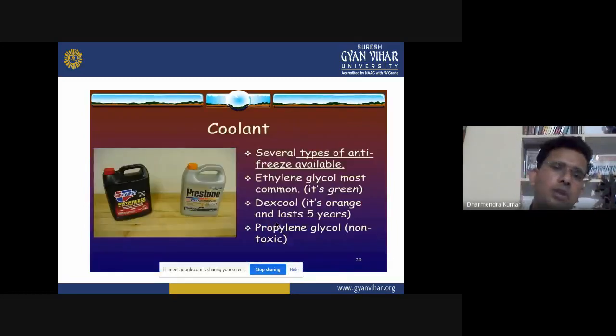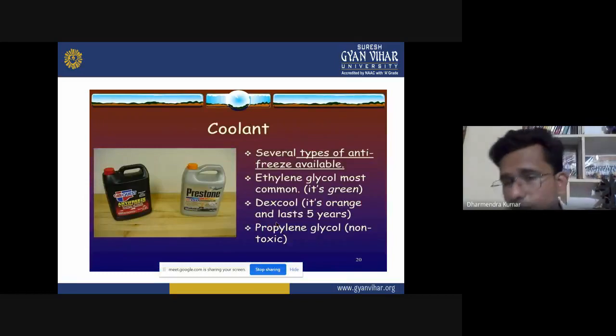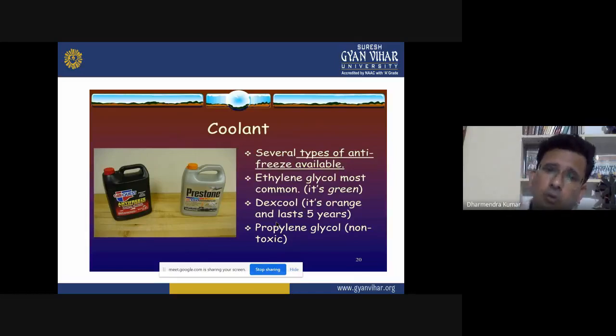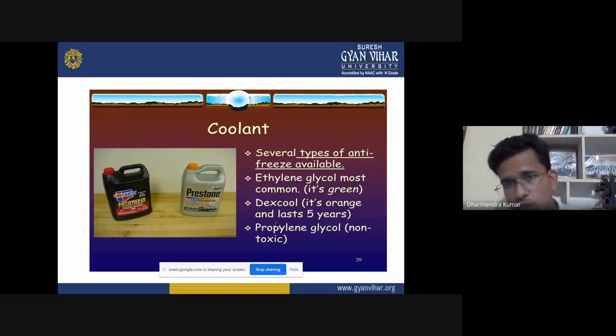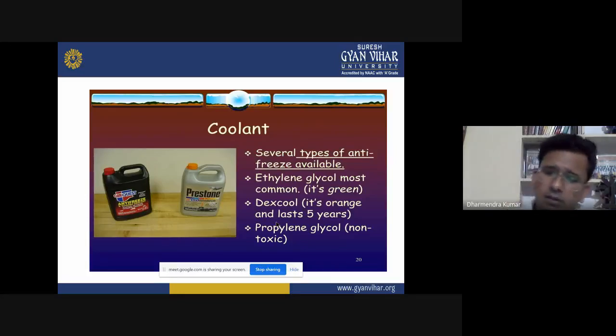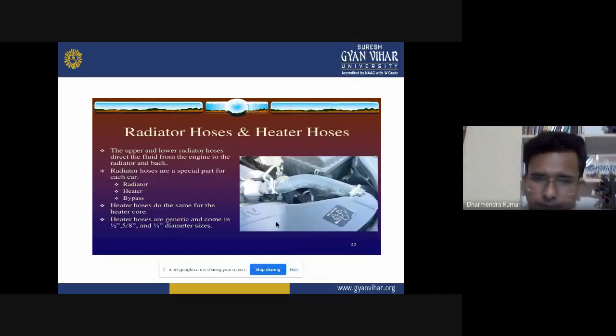Now we have talked about the various coolants and the necessity of coolant. Here we discuss some points about coolants. Several types of antifreeze are available. Normally here we can pick a multiple choice question also. Ethylene glycol is the most common coolant and antifreeze solution used in the water cooling system. Dexcool ranges and lasts up to 5 years, and propylene glycol is a non-toxic solution.